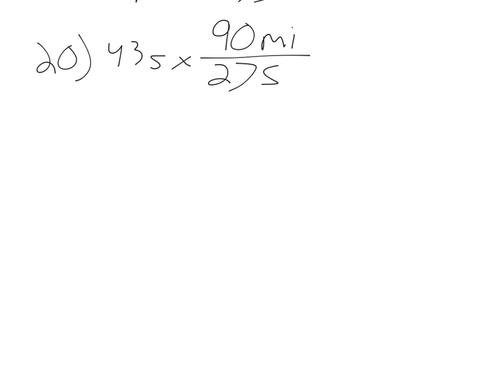Now, if I want to do this without a calculator, I'm going to have to do some canceling. So both of those top and bottom can be divided by 9. So if I divide the top by 9, I get 10. If I divide the bottom by 9, I get 3.